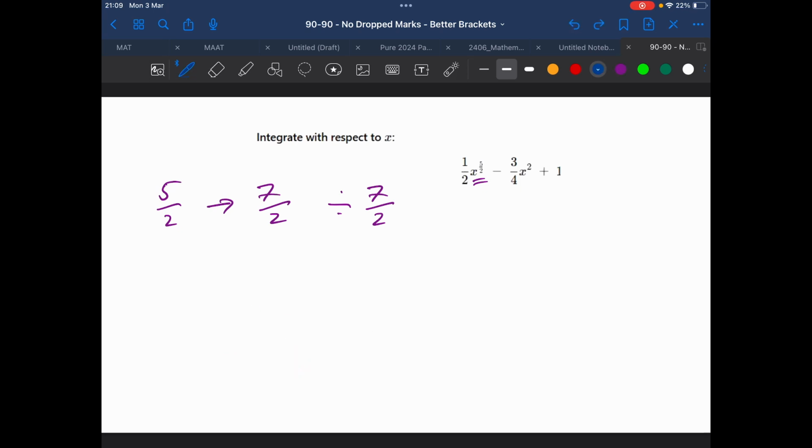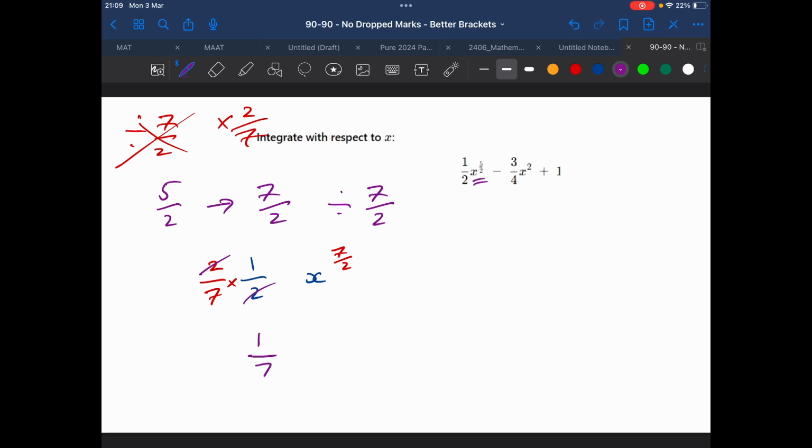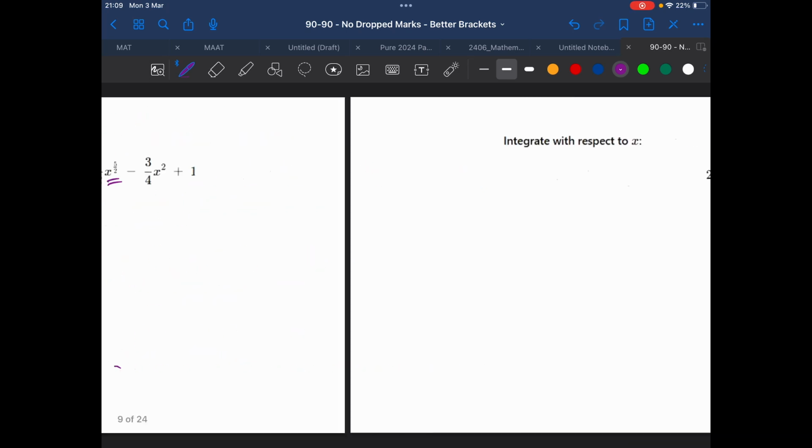So let's do a half x to the 5 over 2 becomes what? Becomes 7 over 2. So we're going to think not as dividing by 7 over 2. We're going to think as times by 2/7. So let's just do 2/7 there at the front, okay? Much quicker. So 1/7 x to the 7 over 2, for example, is the first term. The others are quite nice in this one.